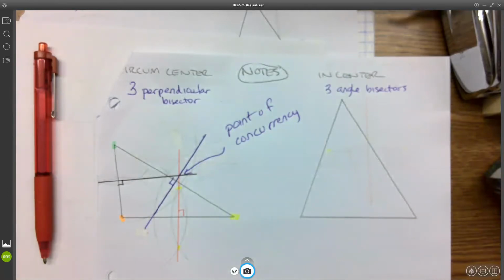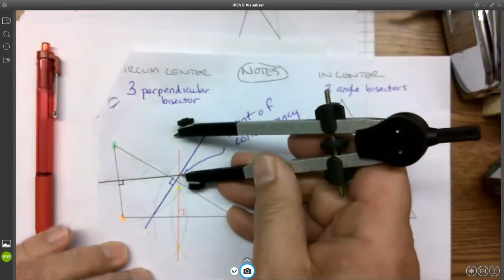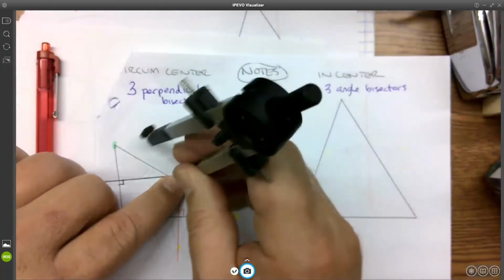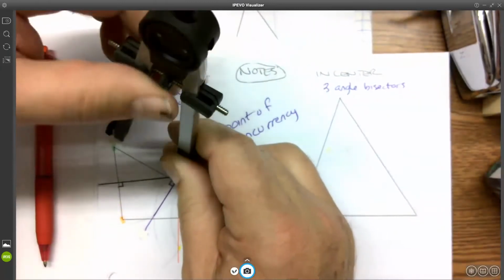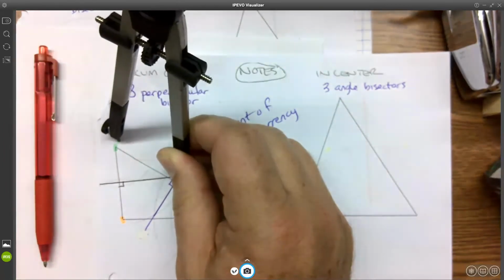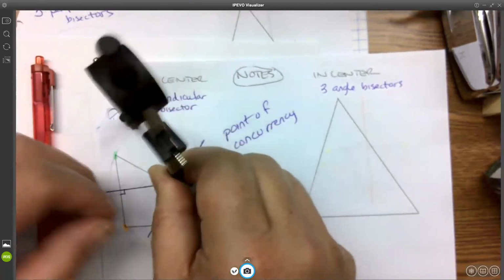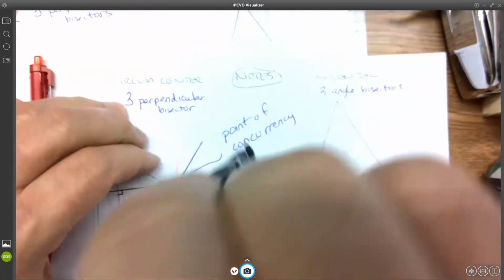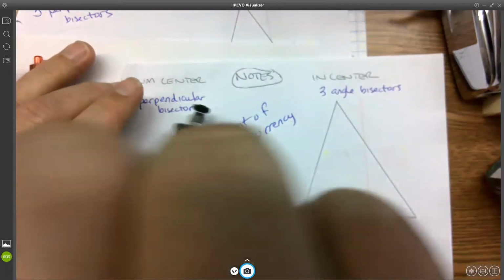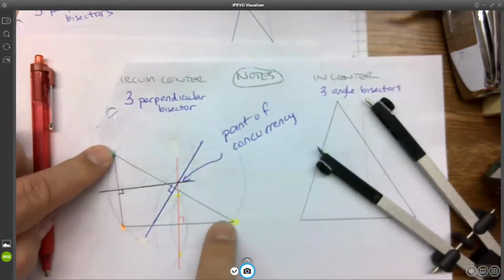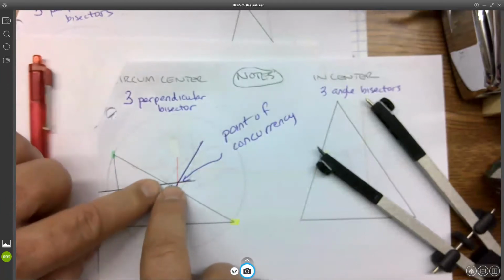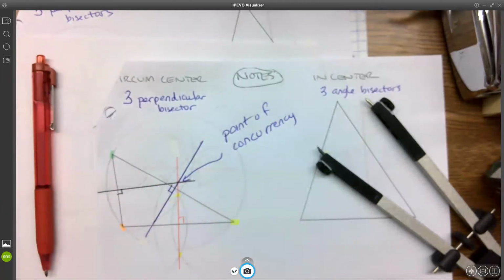And what's special about it is, watch this. I'm going to take my compass and put the needle on my point of intersection, and I'm going to adjust my compass so that it goes through my green vertex. If I now draw a circle with that same radius, what do you notice? It goes through all 3 vertices. In other words, this is the point that is equidistant from all 3 vertices. The center of a circle that goes through all 3 vertices. That's the circumcenter.